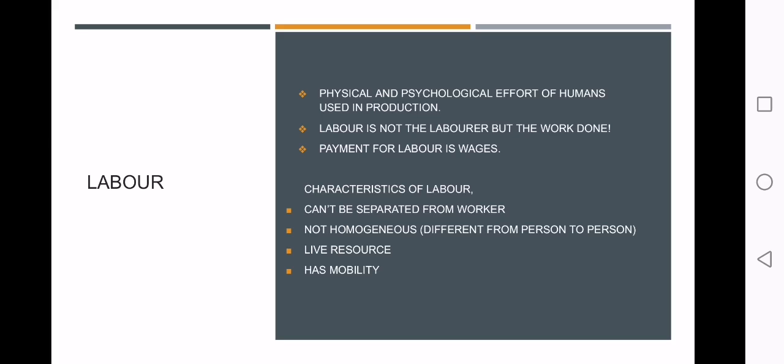Anyway, so what are the characteristics of labor? Labor can't be separated from the worker. Obviously, it's the work that he does. And it's not homogeneous, it's different from person to person. Another person could read out the same slides, but he would suck, it's not going to be good. Labor is a live resource, it has life, and it has mobility. So labor can change, they can change their occupation, something like that.